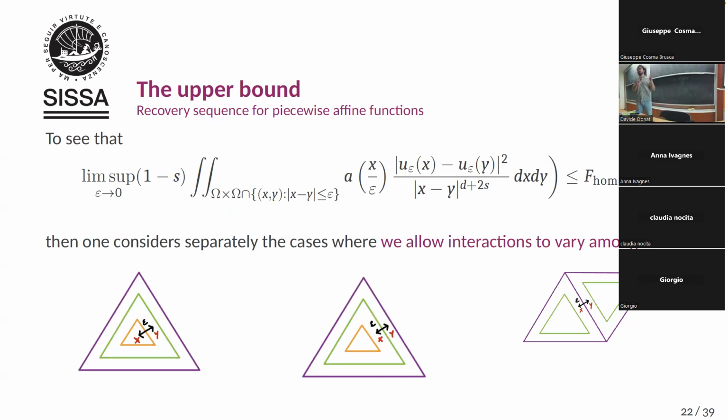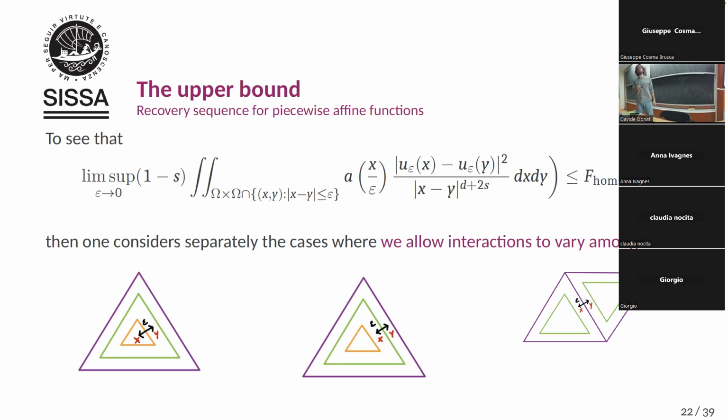You split it as integration of different possible types of interactions. So you have interactions where one point is inside the inner triangle and one point is outside. You have integrations where one point is in between the intermediate triangle and this other purple triangle, and then you have points which are interacting between two different triangles. In this case, the computation tells us that this limit goes to 0.